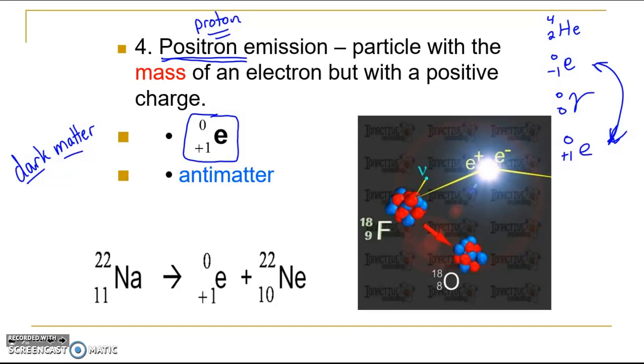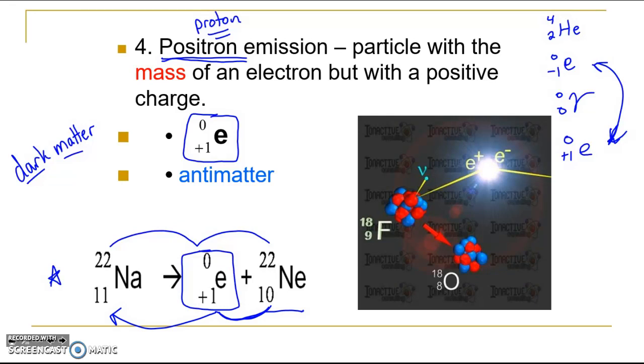So let's go back. Let's look at this example right here. This is positron. Here's your positron particle. Here's neon, Ne. The mass stays the same. 10 plus 1 gives you 11. So everything makes sense. Atomic number 11 is sodium.